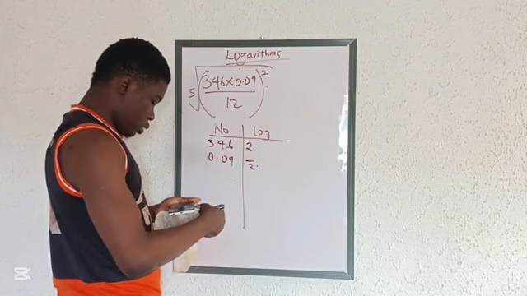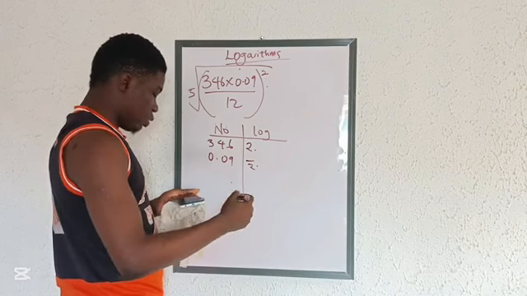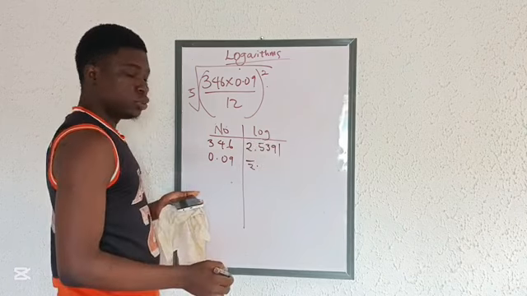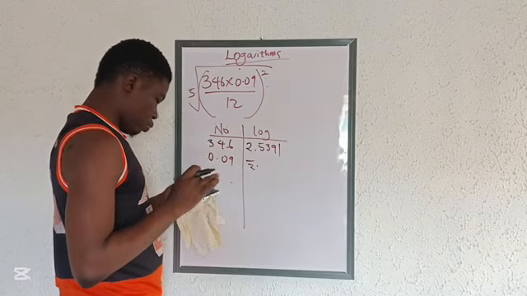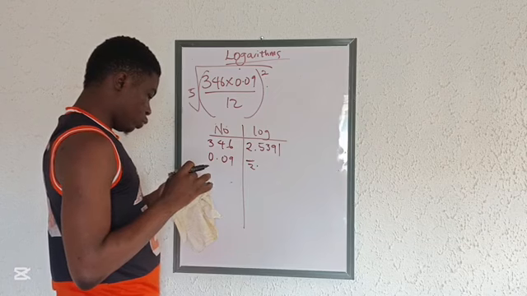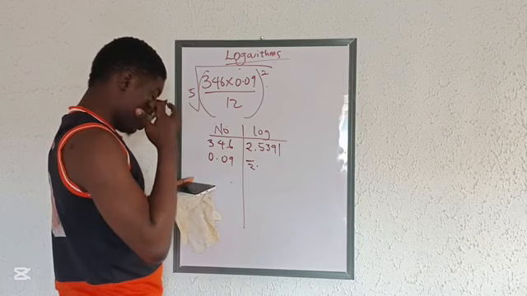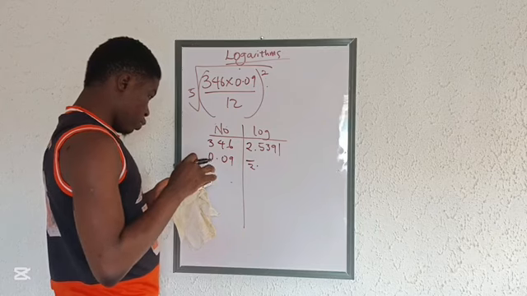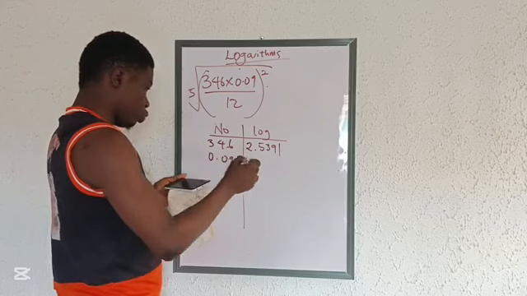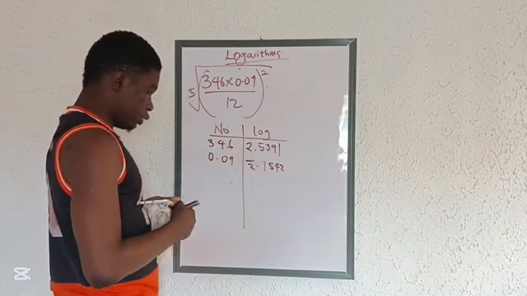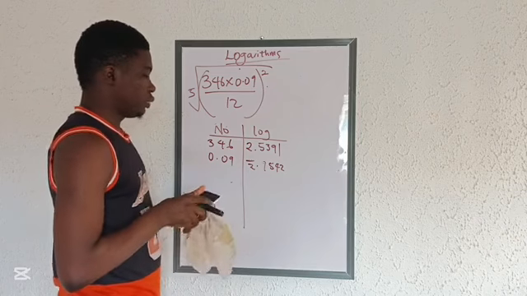That's 0.5391. So we'll go 5391. Do you get it? So we look for log 90 under 0. That's 0.9542. Right? Now, how do we get this?